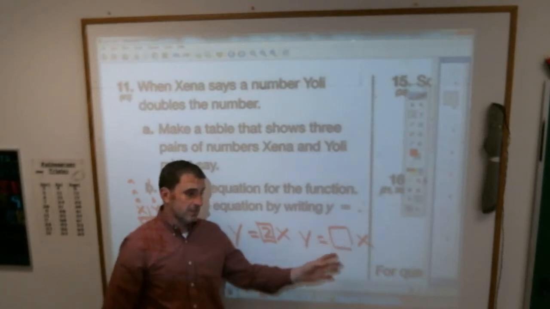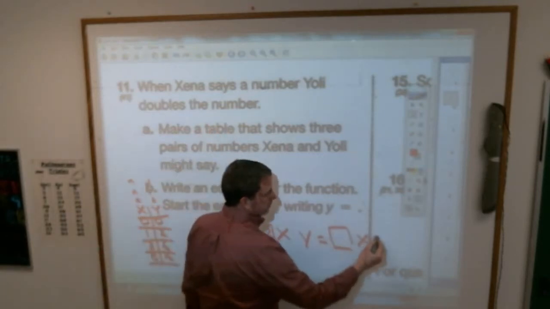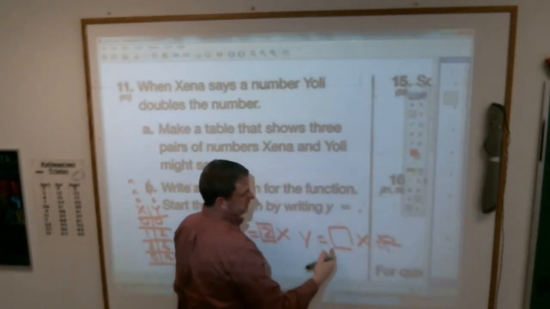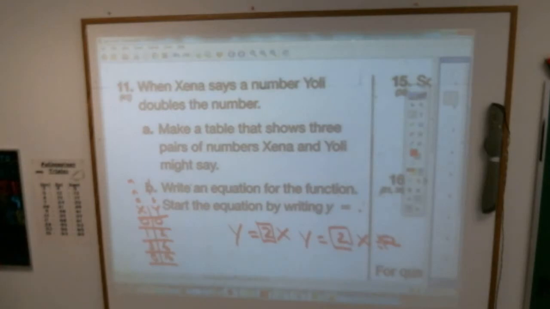You know, maybe it's division. Maybe they'll say he says a number that's half. Well, if he says a number that's half, then you could put x divided by 2. This was doubling, so it's 2x. And I could see how that fits over.